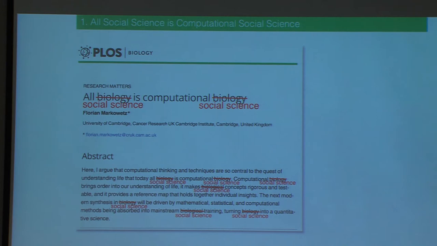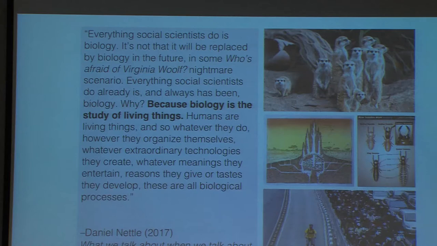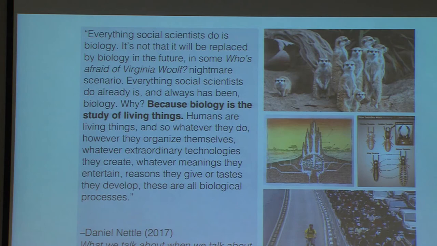I think another thing comes out of that, which is that people who study social behavior, if they should all be under the umbrella of a single field, should think about the fact that social scientists are not so different from people who study social sciences in other contexts, like biology. There's a great essay that was just published by Daniel Nettle, who's a kind of wunderkind of behavioral science. I'm just going to read this. I highly recommend you check this out on his website. Everything social scientists do is biology.